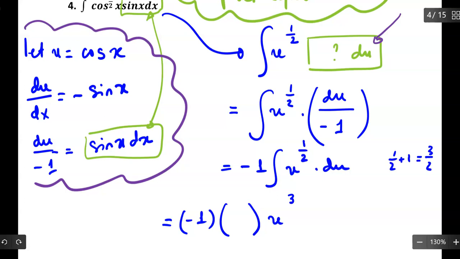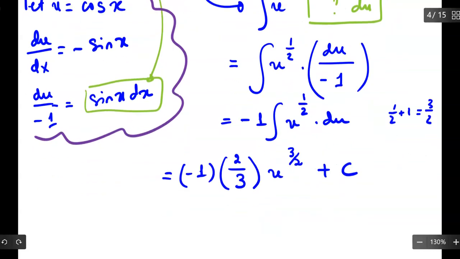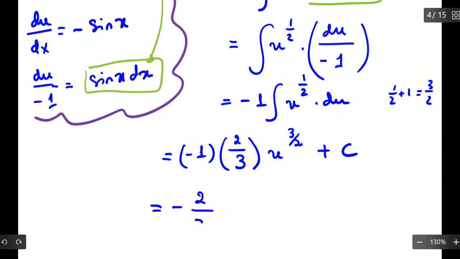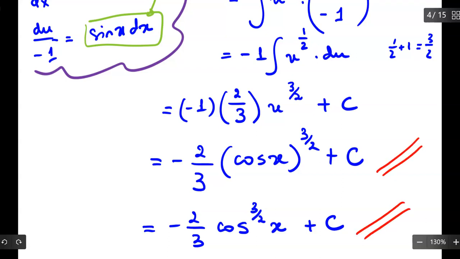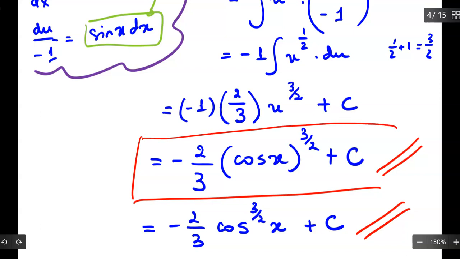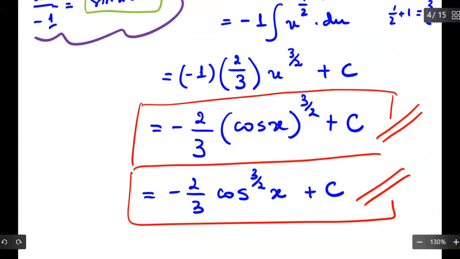So u raised to the exponent 3 over 2 divided by 3 over 2, it means I multiply by 2 over 3. So this will be plus c. So I will write it as negative 2 over 3, and I replace u back with cos of x, to the 3 over 2, plus c, and this is the same as writing it like this: cos to the 3 over 2 of x plus c. Alright, so that and that are two ways of writing the solution. Only one solution, but I can write it like this.